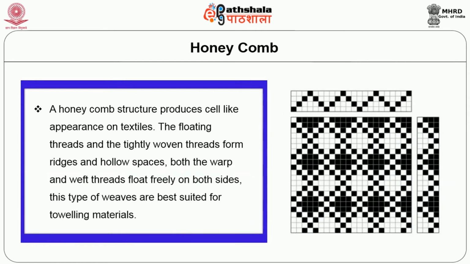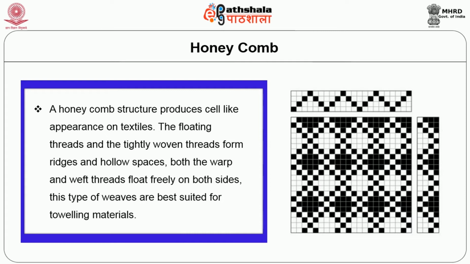The next fancy weave is the honeycomb. The honeycomb structure produces cell-like appearances on textile. The floating threads and the tightly woven threads form ridges and hollow spaces. Both the warp and the weft threads float freely on both sides. This type of weave is best suited for toweling materials.